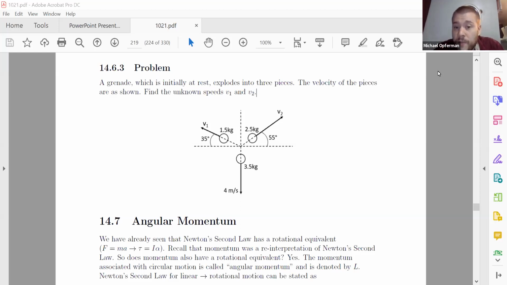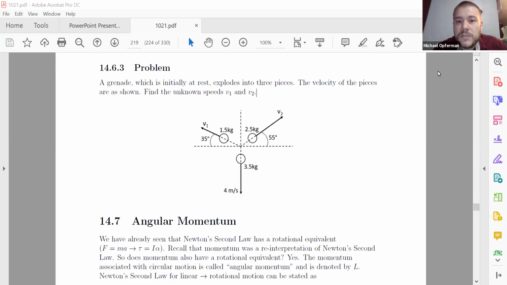Difference number two, there's 3 objects in this system instead of 2. And then third difference is that this is a 2-dimensional problem. So this is a much higher difficulty level of conservation of momentum problem. But let's do it. So we are given a picture here.